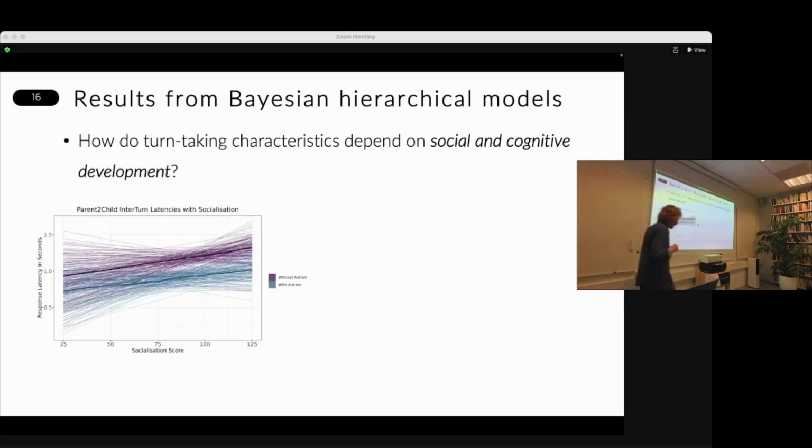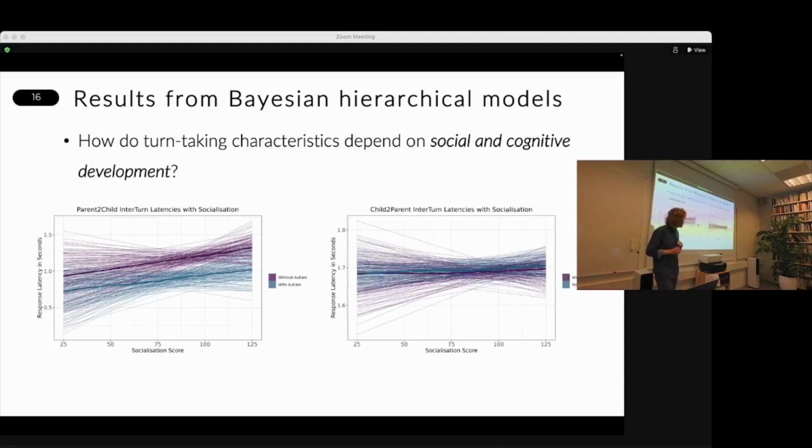Then we also ran, so we had these social measures, and we ran, again, the same hierarchical Bayesian models, where we have socialization score on the x-axis, and here we see some sort of increase in the degree to which the infant scores higher on the socialization score. Parents seem to respond with a slower latency the higher it is, which again is difficult to interpret. And similarly here, we have no clear effects of socialization score on the extent to which child latency depends on this either. Okay.